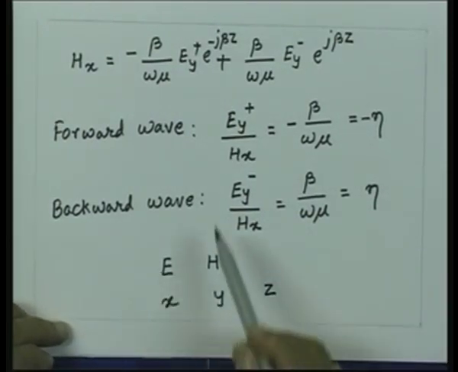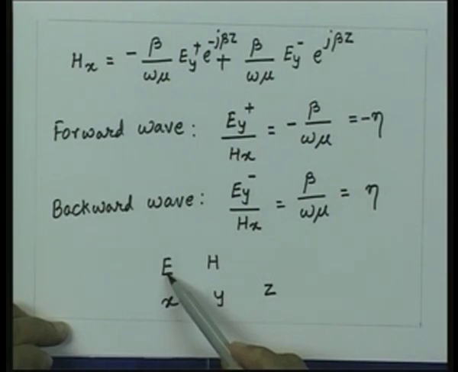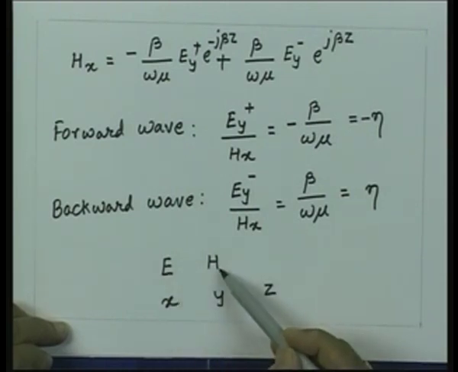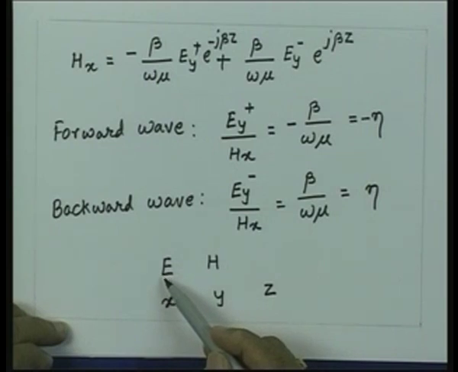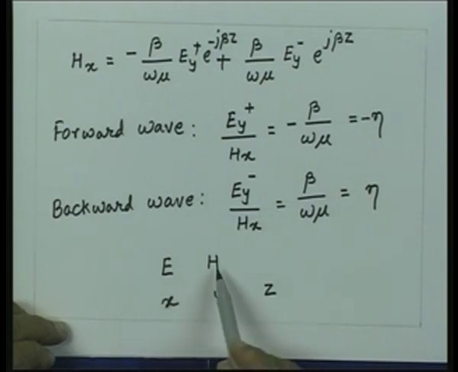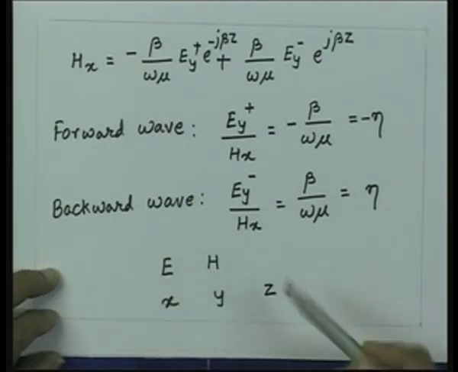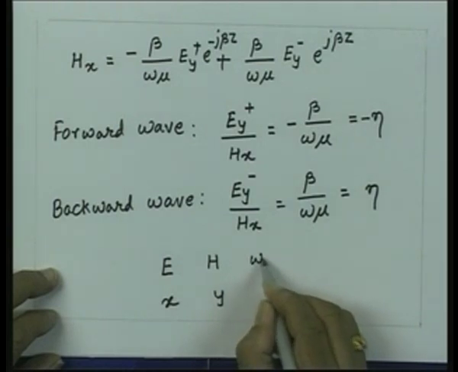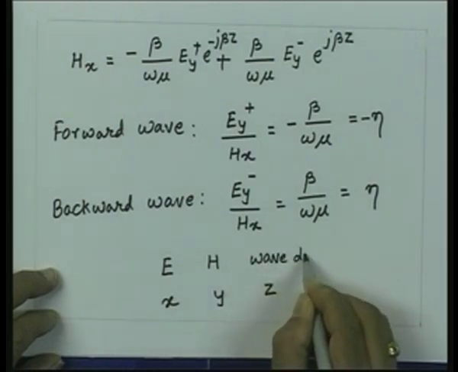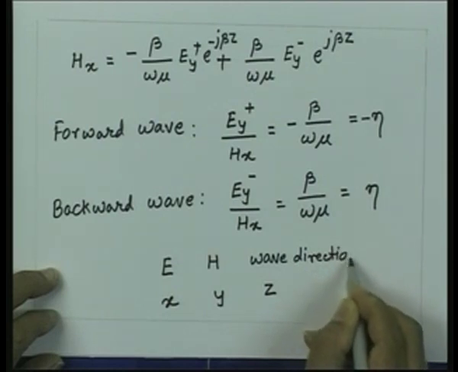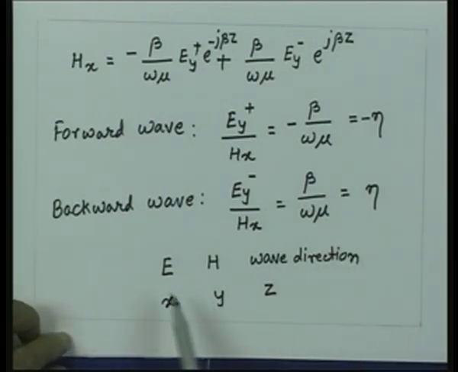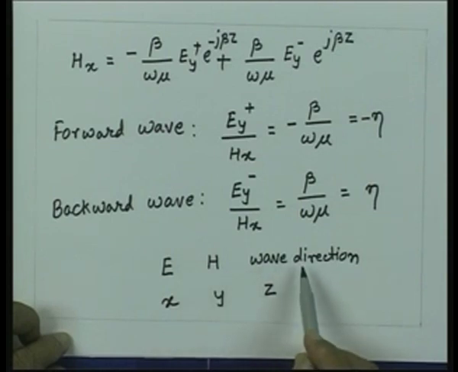Now, remember here that when we had the electric field which was x oriented, the magnetic field was y oriented, and when we had the electric field y oriented, the magnetic field is x oriented. That means that electric and magnetic fields are perpendicular to each other, and also these fields are having a wave motion which is in z direction. So, this is the wave direction. The electric field, the magnetic field and the direction of the wave propagation, they are perpendicular to each other.